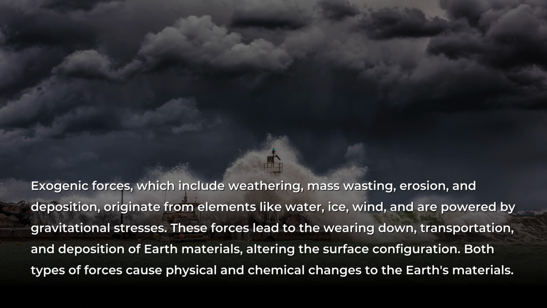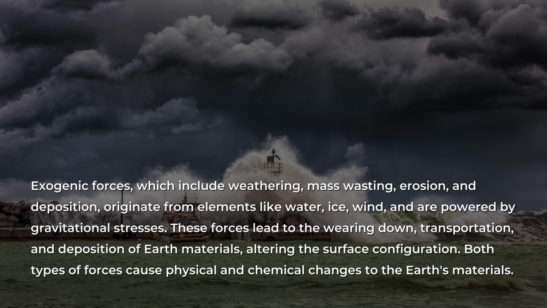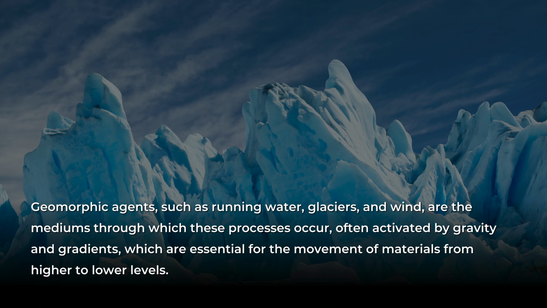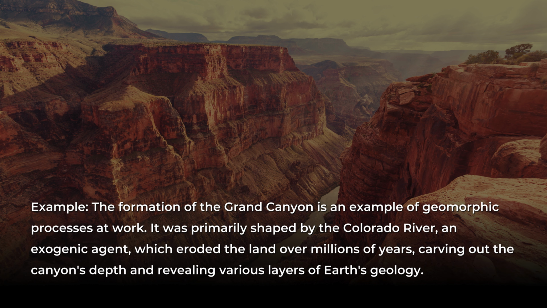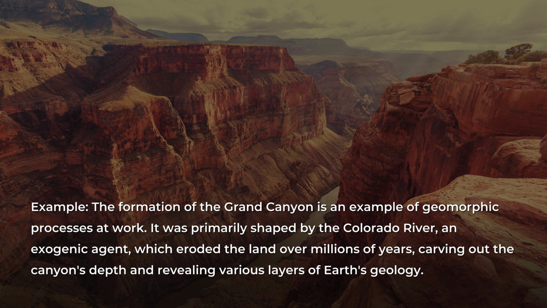Both types of forces cause physical and chemical changes to the Earth's materials. Geomorphic agents, such as running water, glaciers, and wind, are the mediums through which these processes occur. They are often activated by gravity and gradients, which are essential for the movement of materials from higher to lower levels. For example, the formation of the Grand Canyon is a perfect example of geomorphic processes at work. It was primarily shaped by the Colorado River, an exogenic agent, which eroded the land over millions of years, carving out the canyon's depth and revealing various layers of Earth's geology.